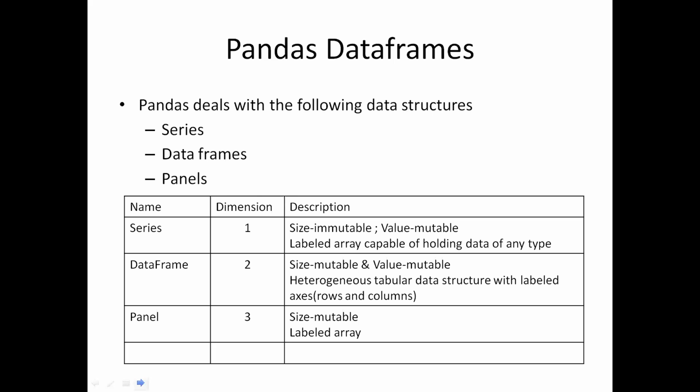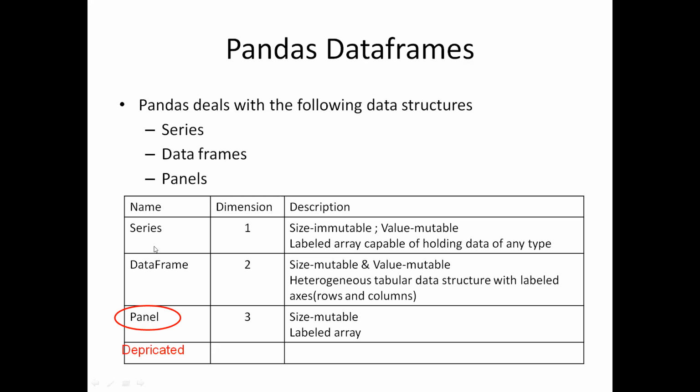Now, whenever we are talking about Pandas, it is able to handle three types of data structure. One is the series data structure, another is the data frame, and third is the panel. Panel is discontinued actually. In current versions, panels are not available. So we are working only with the series and the data frame.